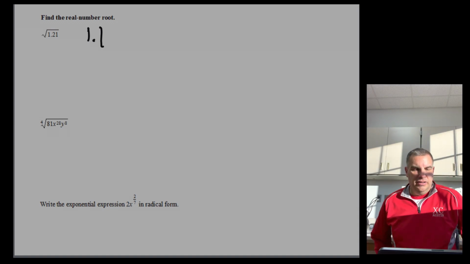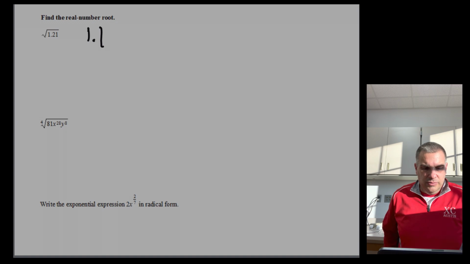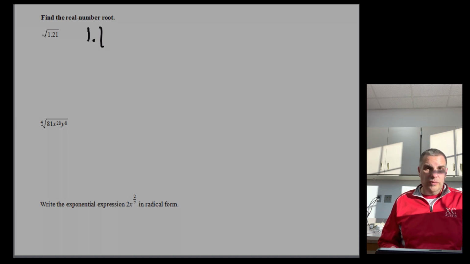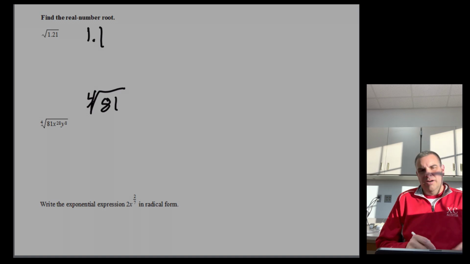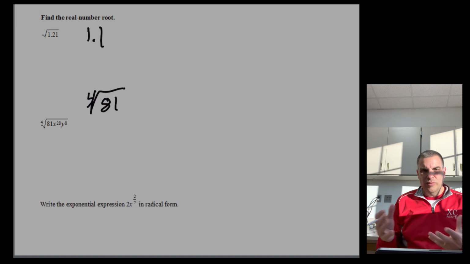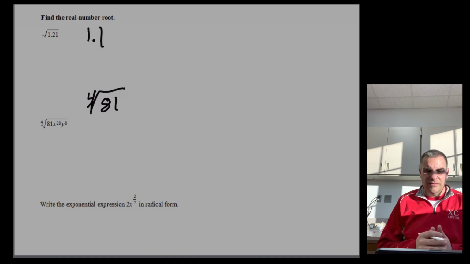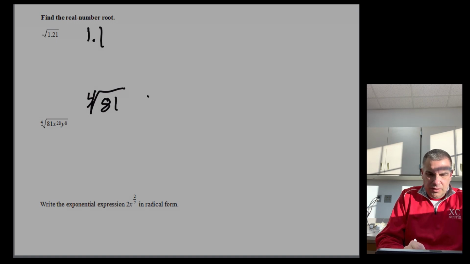For the next one down there, the fourth root of 81, x to the 28th, y to the 8th. So remember, we have to take essentially that fourth root of everything. So we're going to take the fourth root of 81. Now, instead of writing the variable as a fourth root, I'm going to go ahead and write that as a fraction, so as an exponent. So that's x to the 28 over 4 and y to the 8 over 4.